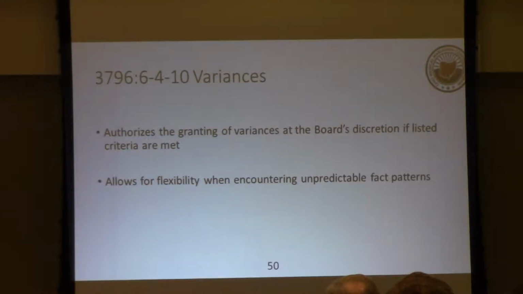And then variances. This rule authorizes the granting of variances at the board's discretion if listed criteria are met. It allows for flexibility when encountering unpredictable fact patterns. When I say unpredictable fact patterns, I mean things that we were not aware of, that we couldn't understand, that occur today or down the road.